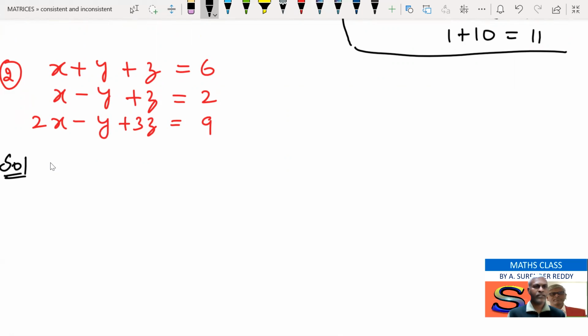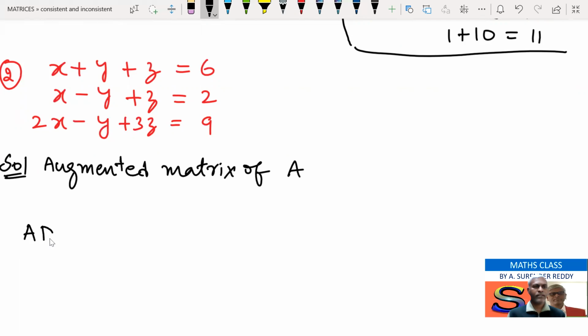Now let us take the augmented matrix. Taking the augmented matrix of A as AD.